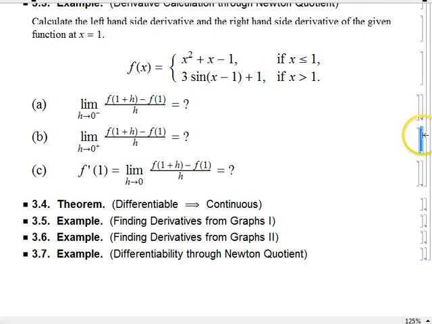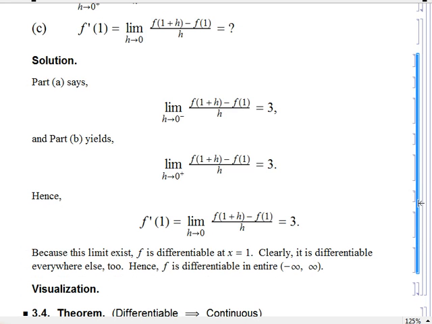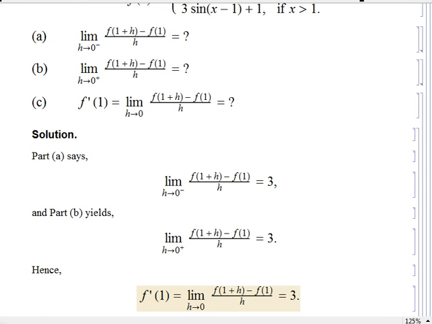Consequently, the left-hand side derivative we calculated was 3. That was part A. And then part B gave us 3 for the right-hand side slope. These two are the same, so the limit exists. So the limit exists, so the derivative exists, because the derivative is given by this limit. And what do you get? The derivative is the common value, 3.